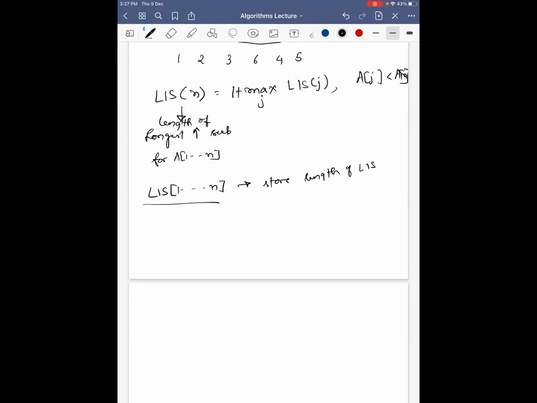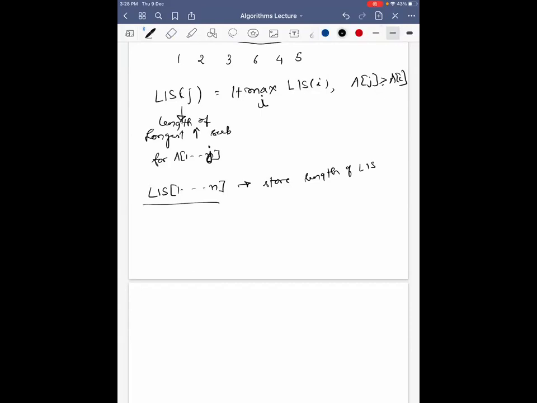Right. Okay, let me actually make this a little more general. Maximum overlap. Right.